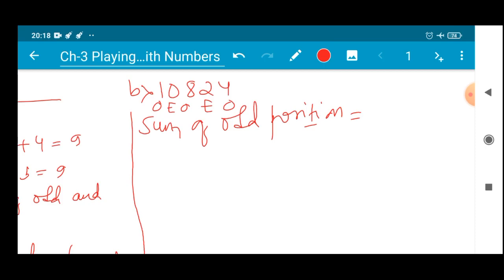So the sum of odd positions here: the numbers in the odd positions are 1 plus 8 plus 4. When you add this, 8 plus 1 is 9, 9 plus 4 is 13.